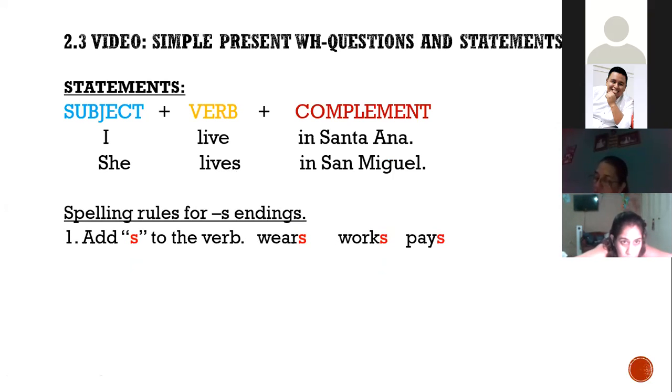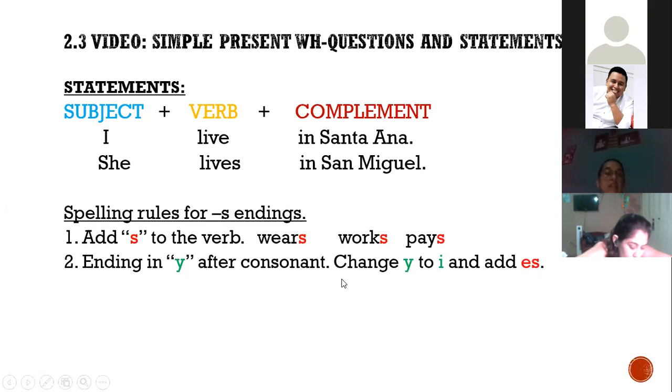¿Cuáles son las reglas, right? Number one, add S to the verb, right? Vamos a agregarle al 95% de los verbos, le agregamos una S. Wears, works, base. Rule number two, right? Si el verbo termina en Y, okay, después de una consonante, no de vocal, de una consonante, we're going to change the Y to I. Cambiamos la Y por la I latina y luego le agregamos ES, right? Example, carry, we change the Y to I here, and then we add ES, right? So we say, she carries the fruits. Try. We change the Y to I, and then we add ES. He tries Korean food, for example, right?